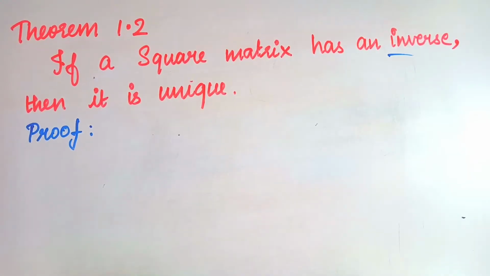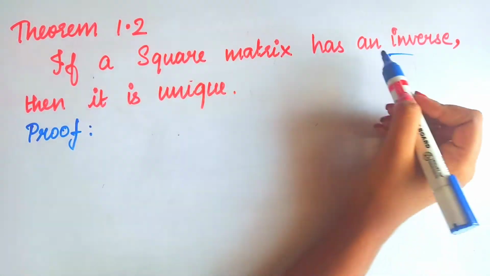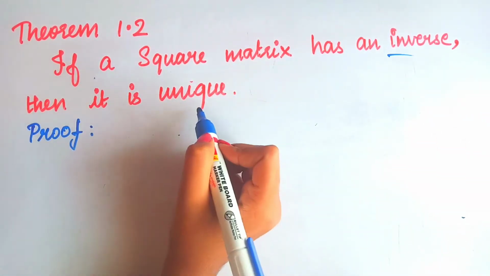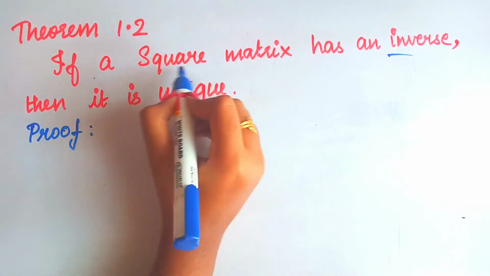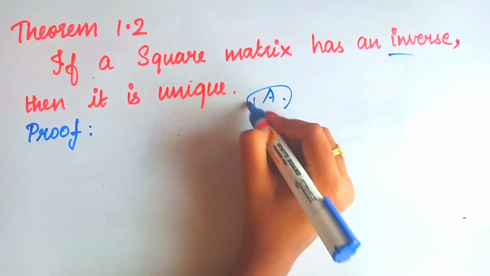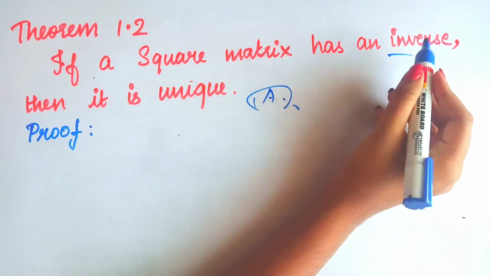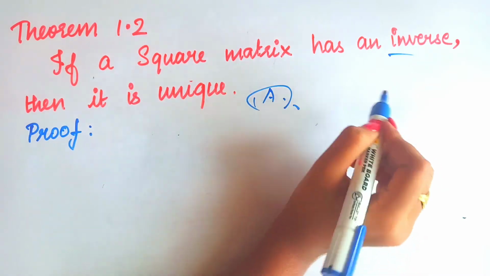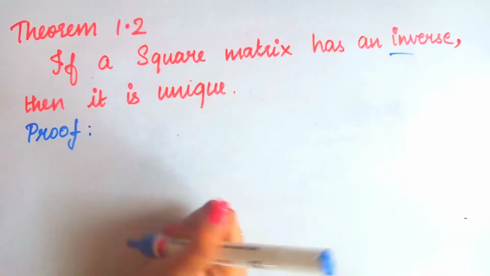Theorem 1.2. If a square matrix has an inverse, then it is unique. Okay, which means if a square matrix, which means one square matrix, we are considering it as A, has an inverse, which means for one square matrix there will be only one inverse, then it is unique, right?